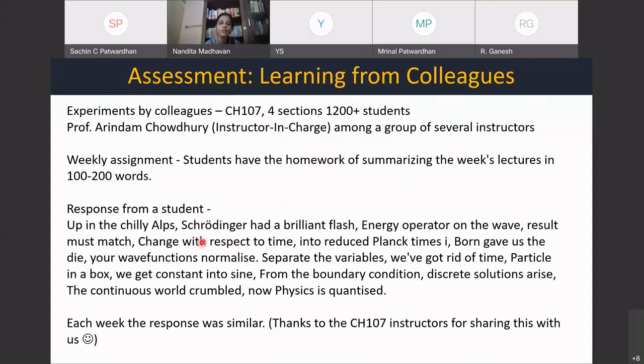And there was a student who actually wrote something like a rap version of quantum chemistry. So you can read what the student has written.